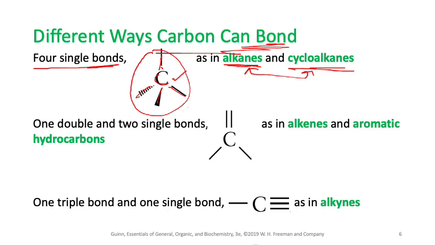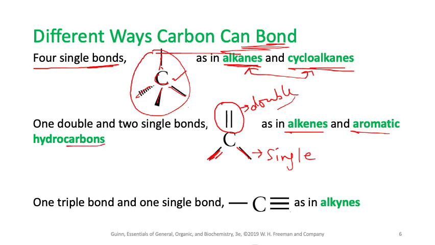So what is the second way carbon makes 4 bonds? Carbon can make 2 single bonds, and then it can make a double bond. So we can find this kind of bonding of carbon, where we have at least one double bond and 2 single bonds, in alkene and aromatic hydrocarbon, which is also a type of hydrocarbon.